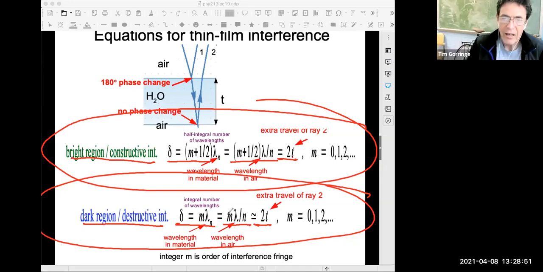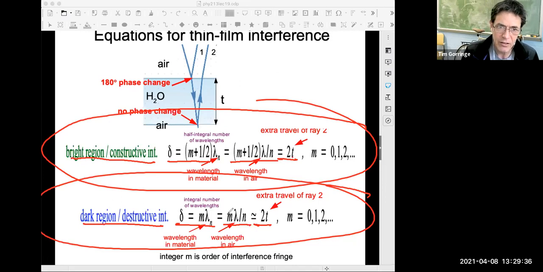There's a question in the chat about how do you know whether to put in the half or not put in the half? That's a really good question. In the two-slit experiment, the half is for the destructive interference, not the constructive interference. And the half is so that you get crest meeting trough and trough meeting crest. In the thin film interference, it's the other way around. The constructive interference gets the half and the destructive interference doesn't get the half.